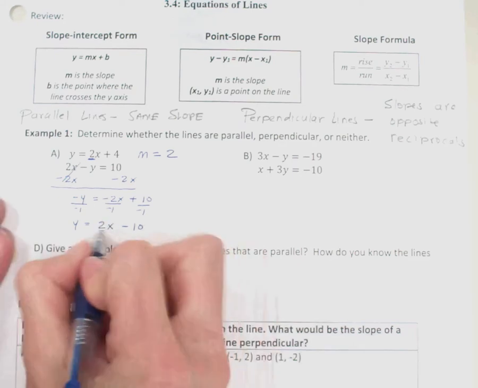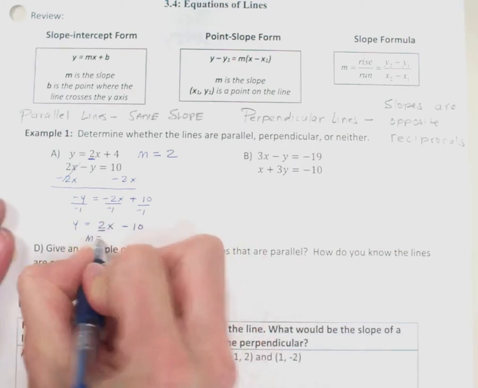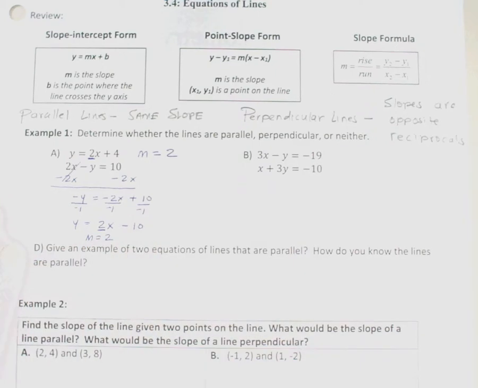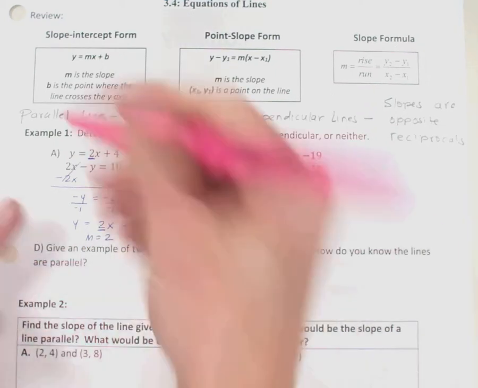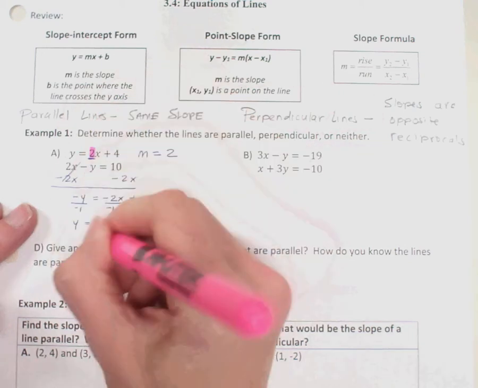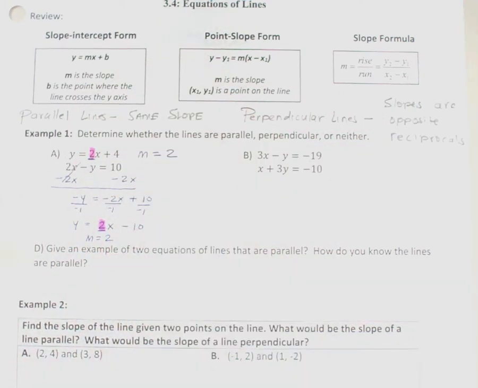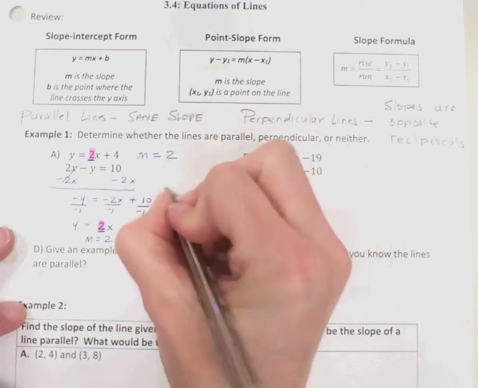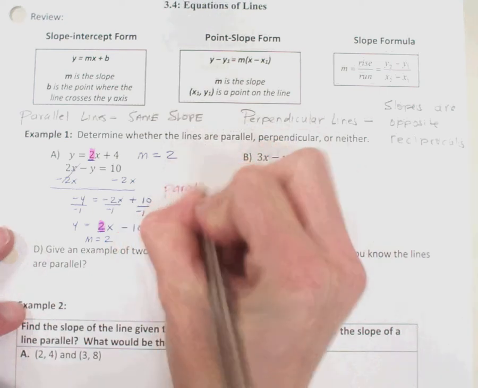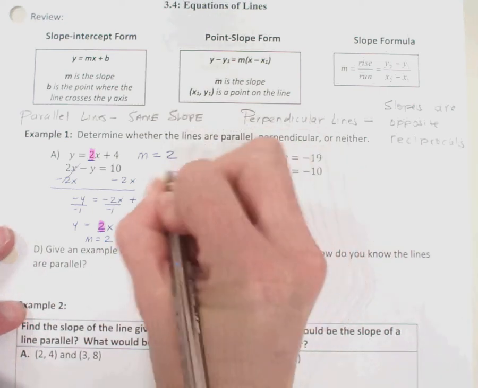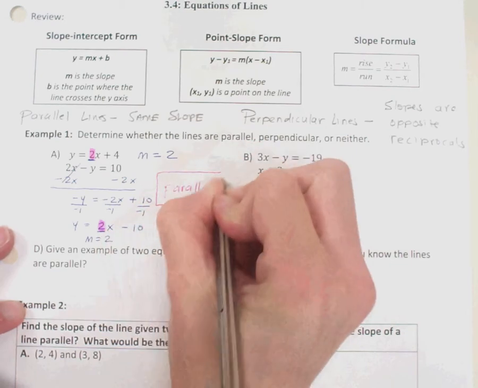Now the slope of this line is also 2. So notice the slope of both the first equation and the second equation are 2. They are the same. Because these two lines have the same slope, we say these two lines are parallel. If I were to graph them on a coordinate plane, they would not touch.